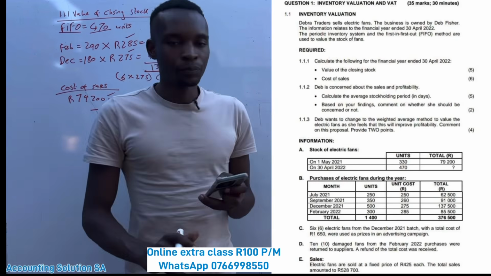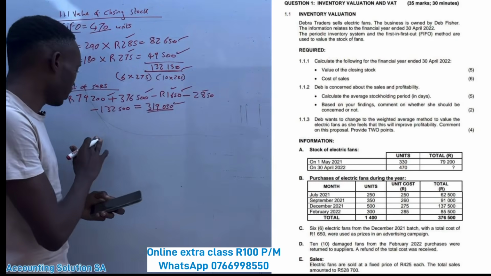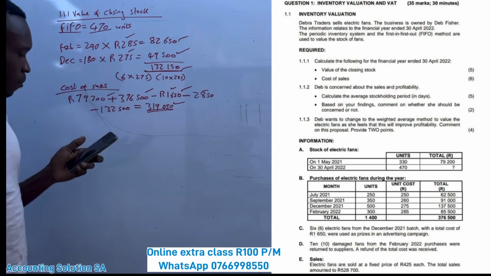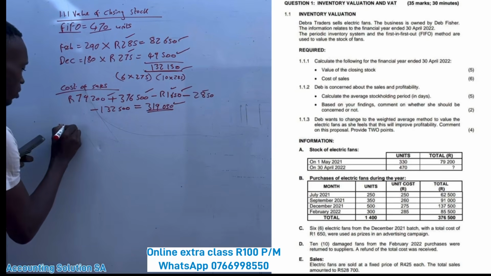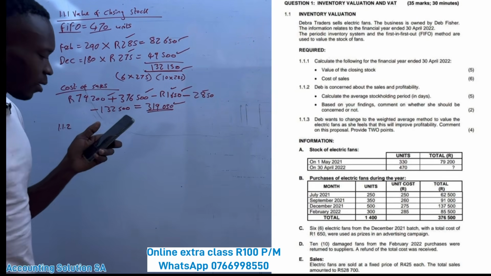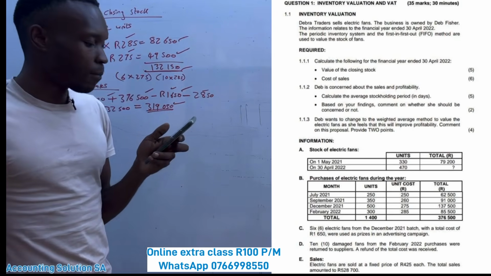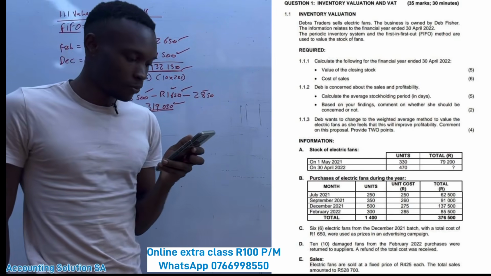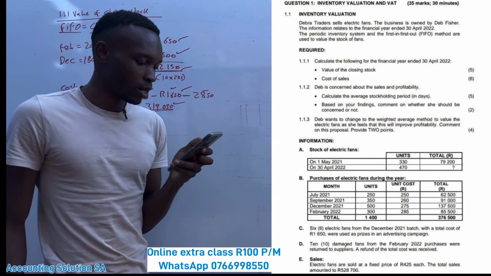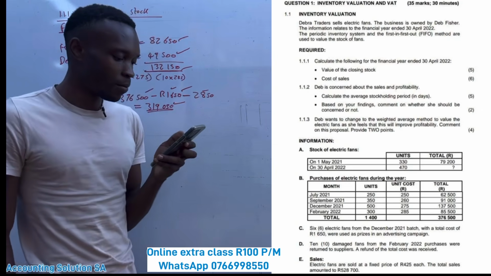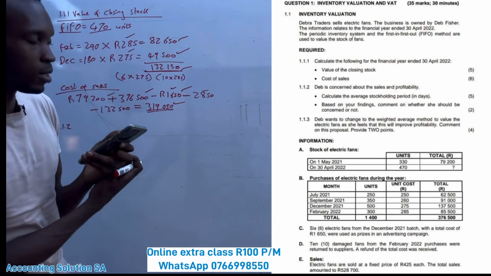Now let's proceed to the next one. 1.1.2. Deb is concerned about the sales and profitability. Okay, the owner is concerned about the sales and the profitability.